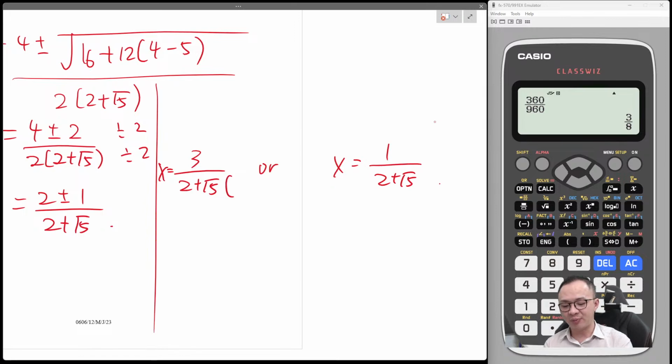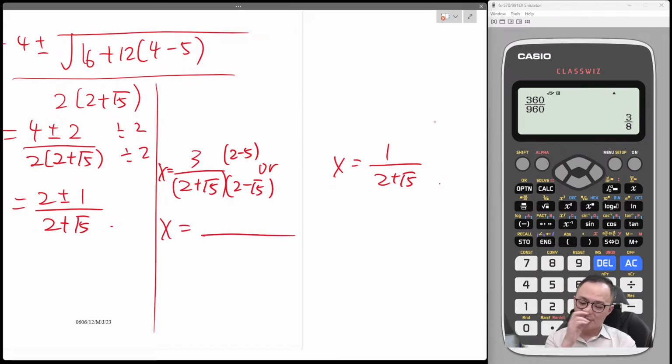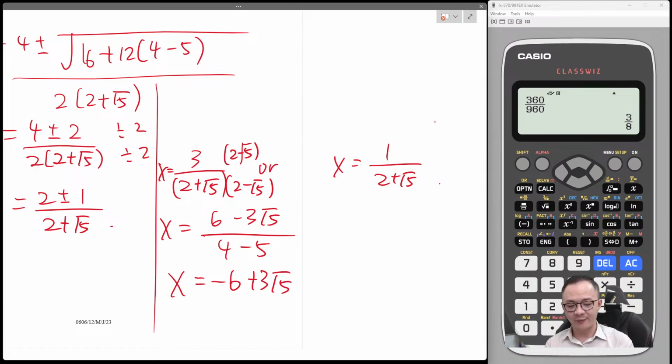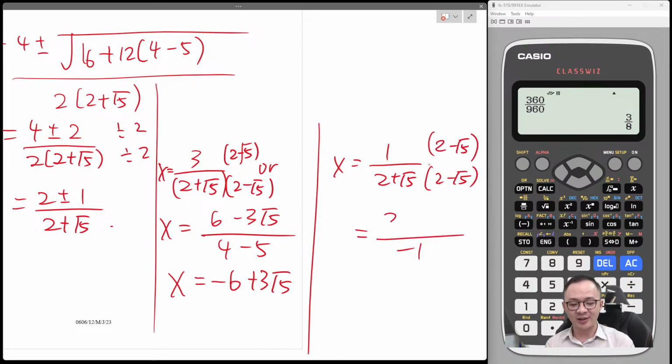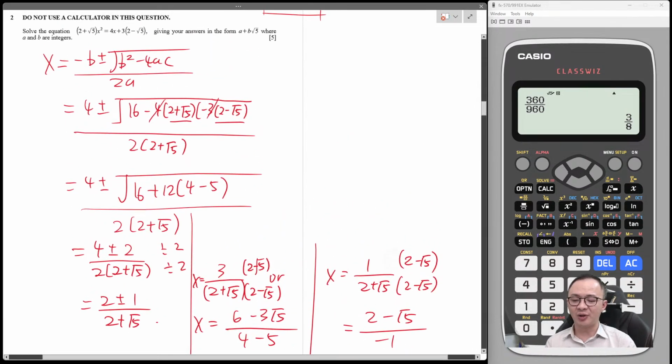Yeah, to rationalize, we're going to multiply by 2 minus root 5. So this one should be 4 minus 5, isn't it? Then this one, where is my root 5? This one will be 6 minus 3 root 5. So my x should be negative 6 plus 3 root 5. Okay, do the same thing here, 2 minus root 5. So bottom is negative 1, just like we just did. So this is negative 2 plus root 5. Yeah, for this kind of question, there's no reason I don't check my answer.